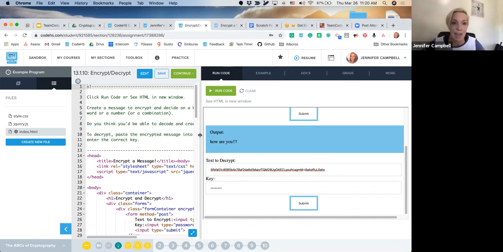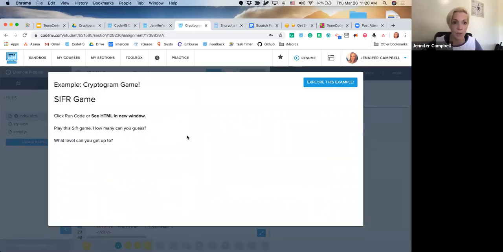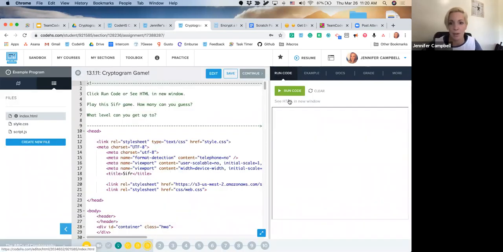What I'm going to let you guys do now is something really fun. If you go to the next one, the next one is a cryptogram game. We'll do one of these together so you know how it goes. And then I'll give you guys 5 minutes to do this on your own. So this is called a cipher game. I'm going to open it in a new window. I think it just works better that way.